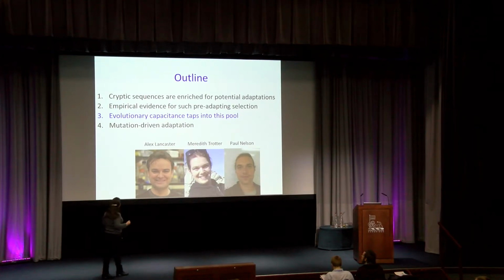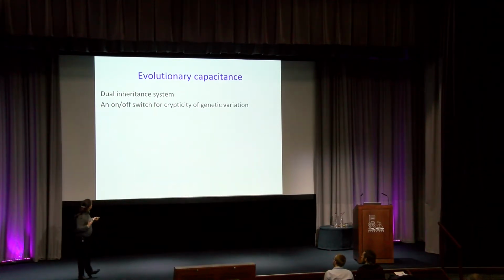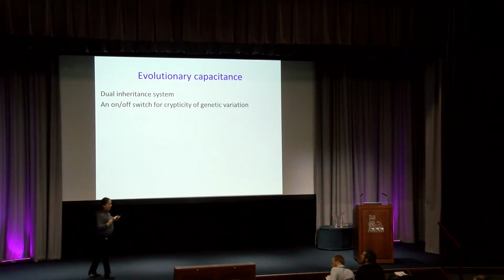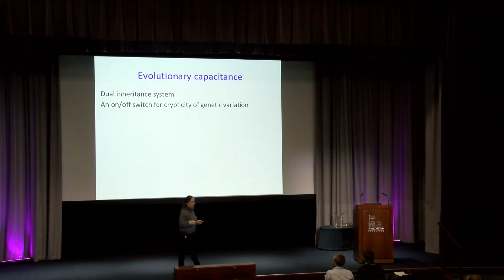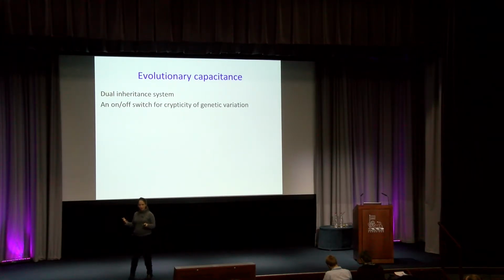All right, part 3 is evolutionary capacitance. And so, if we've got this awesome pool of cryptic sequences, how does evolution exploit that? How does it get used? So the main term at this meeting seems to be inclusive inheritance. I'm going to talk about dual inheritance, because just making it inclusive doesn't really make a difference at this point.